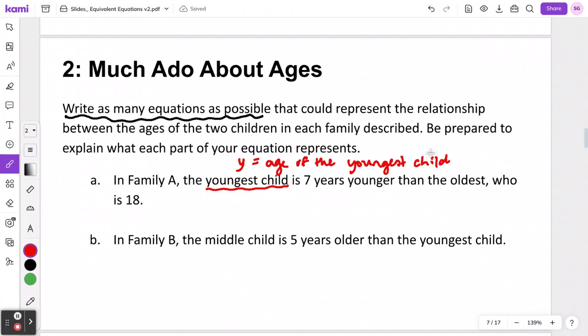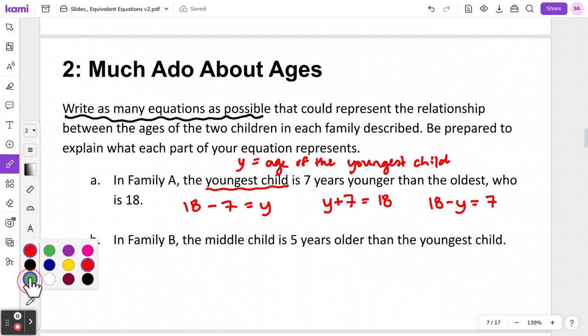When I go to write my equations, there's a couple different ways you can do this. I can say my oldest child, who is 18, if I were to subtract 7, that would tell me the age of the youngest child. I could also say, if I start with the youngest child and add 7, that would get me to the oldest child, who is 18. You can also say the difference between the oldest child and the youngest child is 7 years. All of these are correct equivalent equations that represent this story.